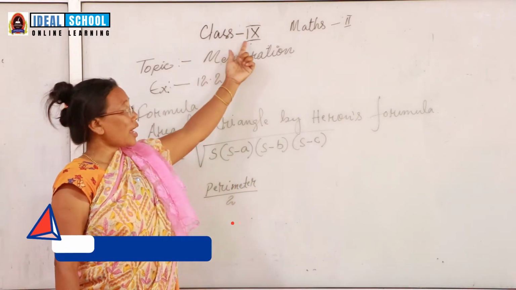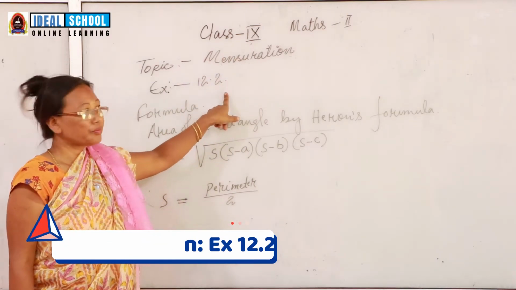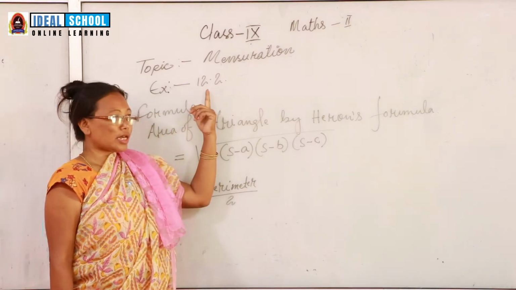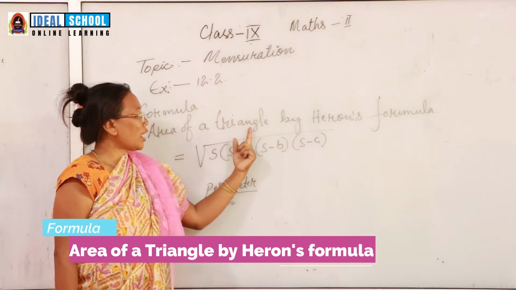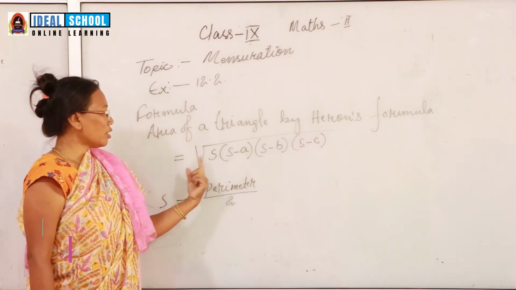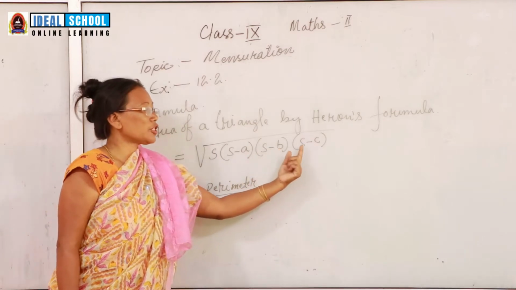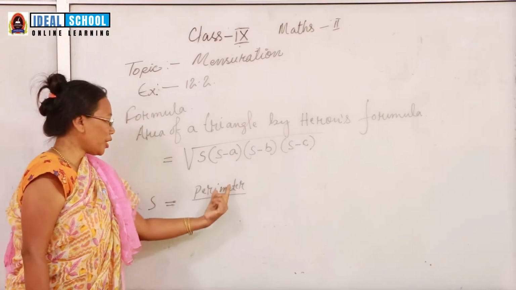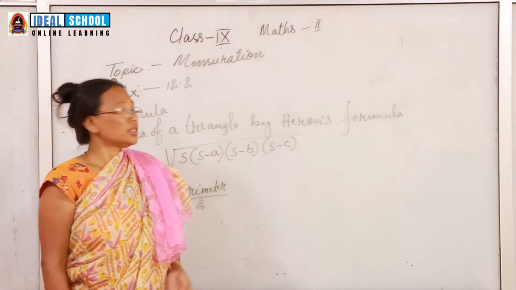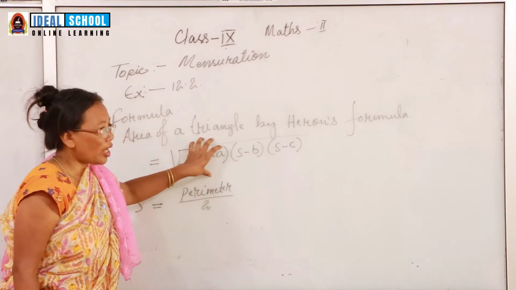Today, class 9, the topic is mensuration, exercise 12.2. The formula of this exercise is the area of a triangle by Heron's formula. The formula is root over S(S minus A)(S minus B)(S minus C), where S is equal to perimeter by 2. In the last class I already explained that, so now we are going to use only this formula.